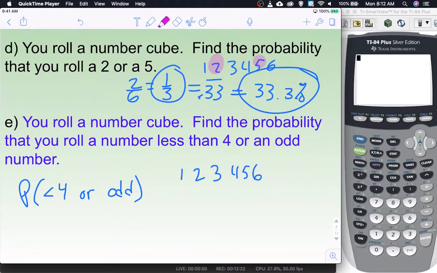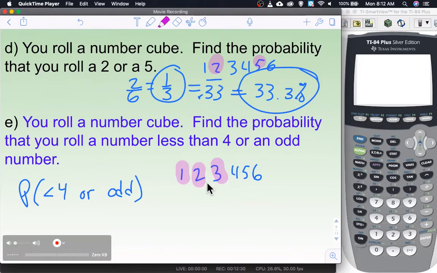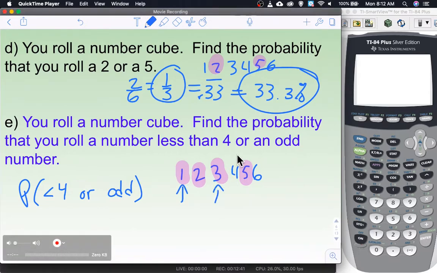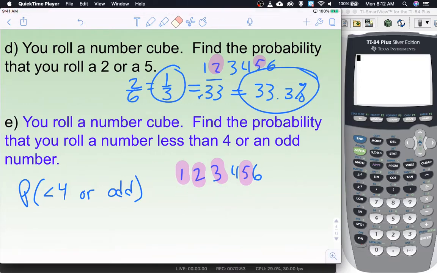Okay, numbers less than 4. Boom, boom, boom. Oh, 4 should not be included because 4 is not less than 4. Numbers less than 4, that'd be these 3, or odd. So these would both be overlapped numbers. Both 1 and 3 are less than 4, and they are also odd. So those two would almost have been double counted if we weren't paying attention. The listing helps. So now that gives me a probability of 4 out of 6, which is 2/3.